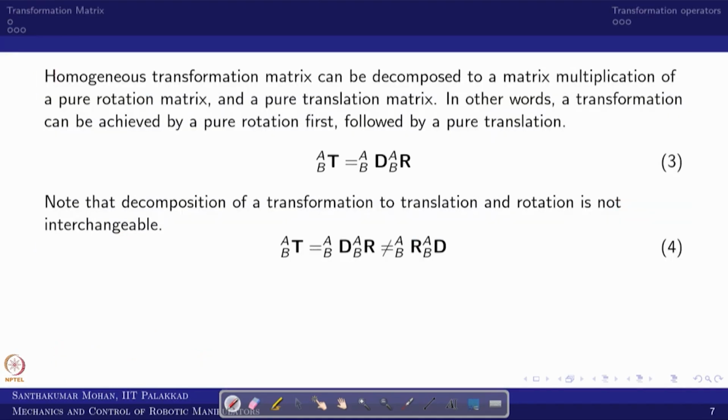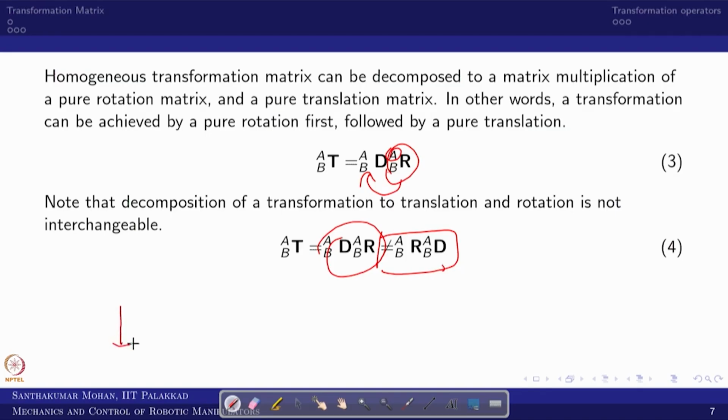This transformation matrix can be divided, or decomposed, into two parts. What parts? First you rotate and then translate, okay. Since we are talking about the A frame being fixed, you have to pre-multiply, but you cannot do it the other way around. First translate and then rotate cannot be done, because matrix multiplication is not commutative, right. So, these two are not equal, and as per the transformation matrix, first rotate and then translate.